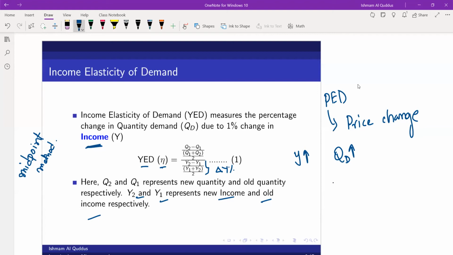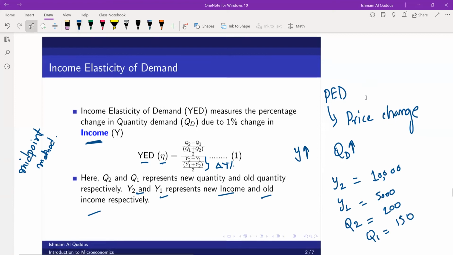So try to do some maths. Let's say Y2, your new income, is 10,000. Your old income, let's say, was 5,000. And let's say Q2 is your new quantity demand, which is 200, and Q1, your old quantity demand, probably 150. So try to find out the value of YED.